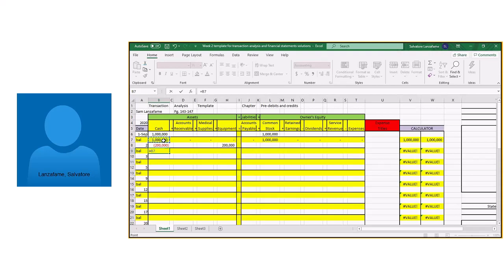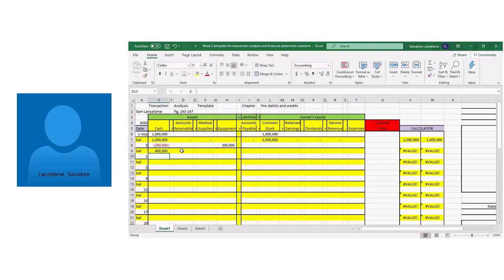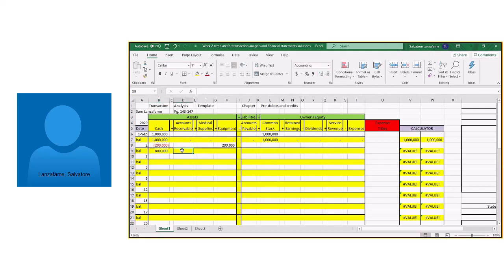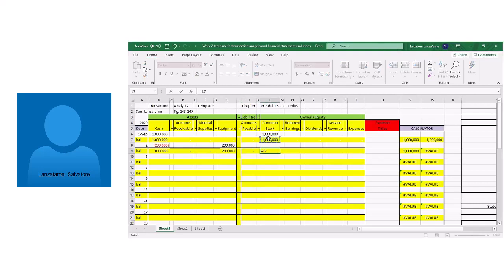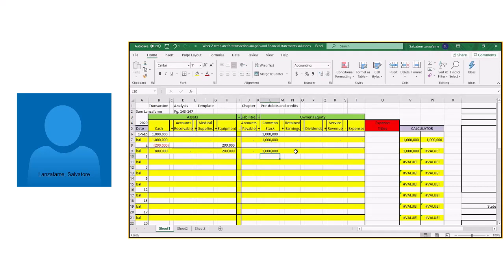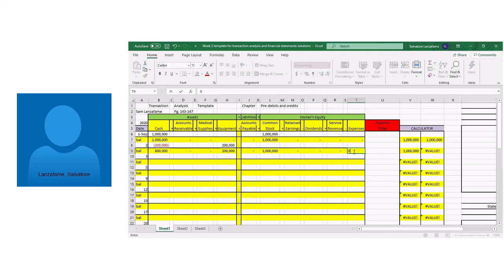But let's figure out what our balances are. So in cash, our balance is now $800,000. And these other accounts, there is no change. So my minimum of 2 moves are happening on the white rows, and on the yellow row, I'm updating my balances. And you can see we are still in balance.